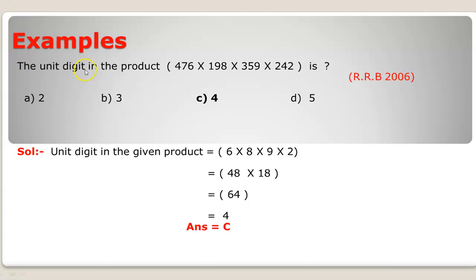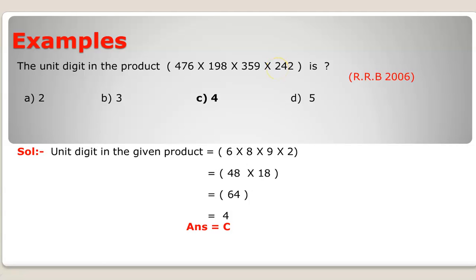Next, the unit digit in the product 476 into 198 into 359 into 242 is what? There are again four options given here. A is 2, B is 3, C is 4 and D is 5. Let us see the solution. Unit digit in the given product is equal to, so observe the question. So this product is a very large calculation.